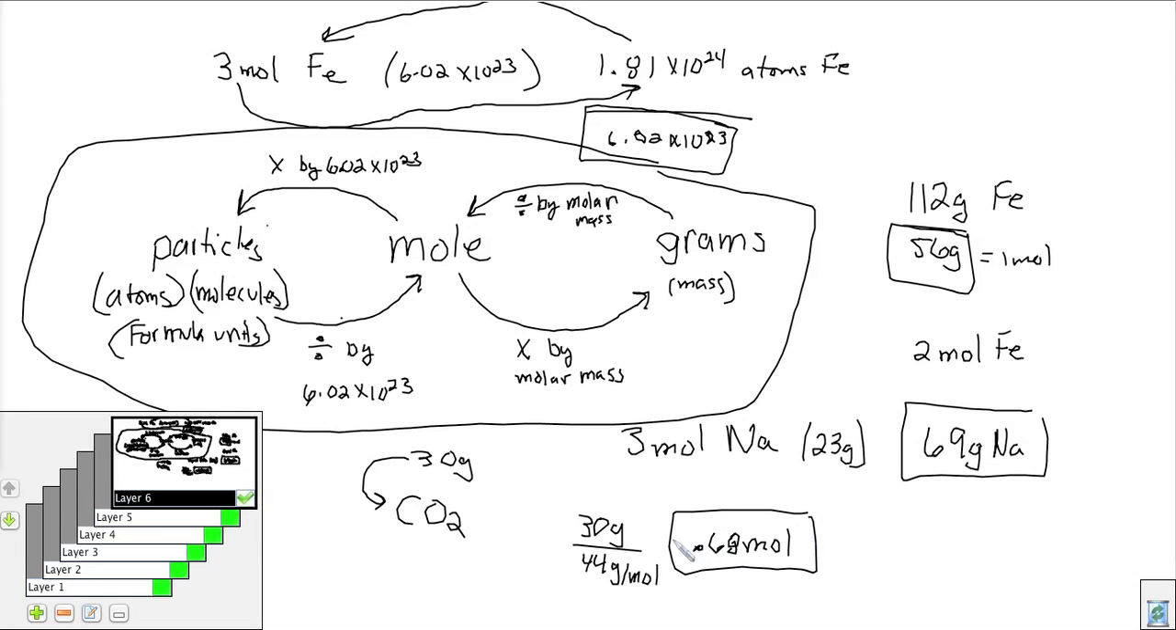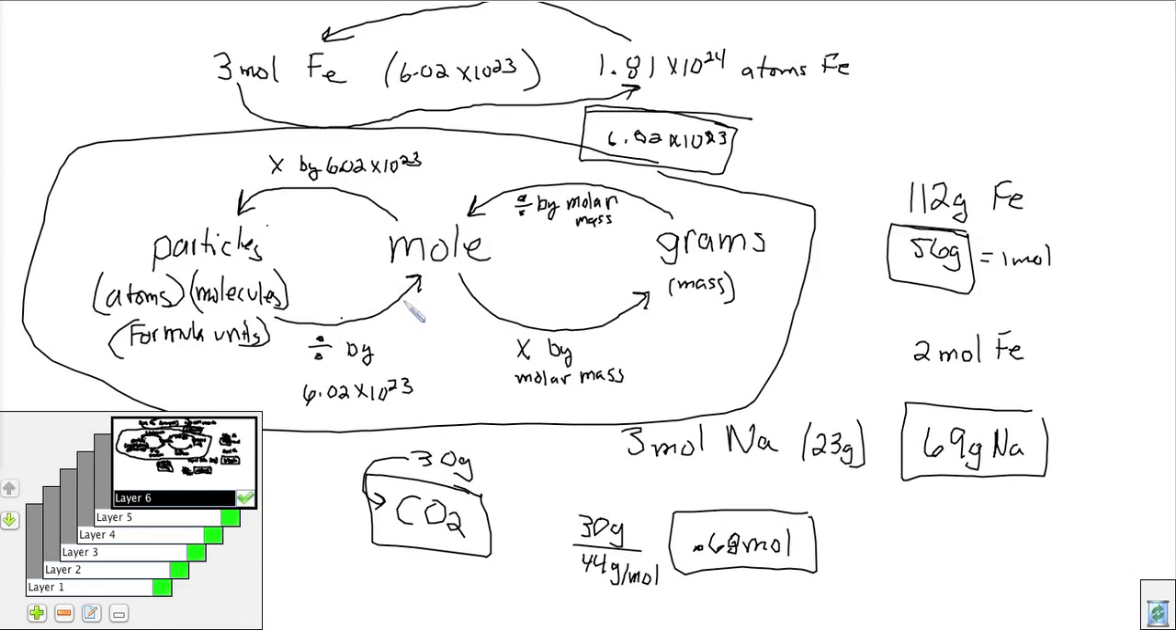But you can do that with any compound to use it in the same way. I could say, okay, if I've got 0.68 moles, then how many particles of CO2 would I have? Then I'm just going to multiply. Once I know moles, I can go from moles to particles. I'm going to multiply that by 6.02 times 10 to the 23rd, and I will get the exact number of molecules of CO2 I have.